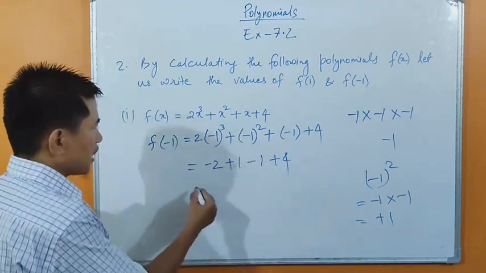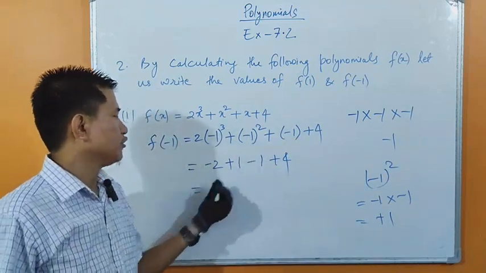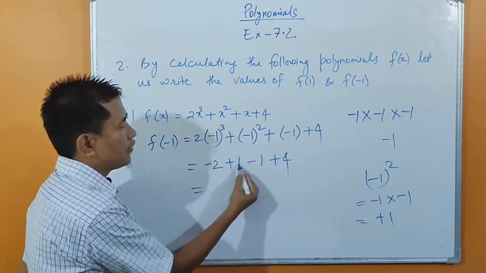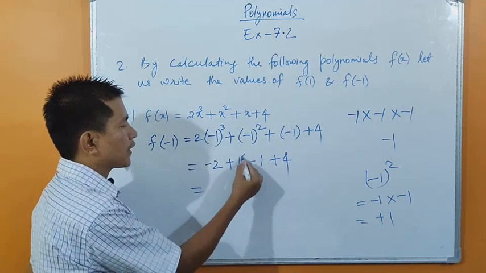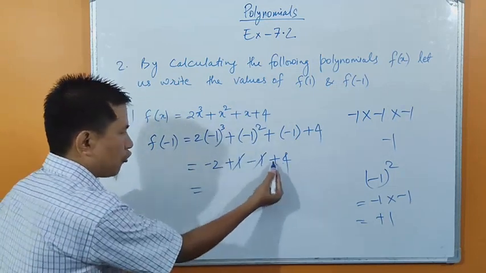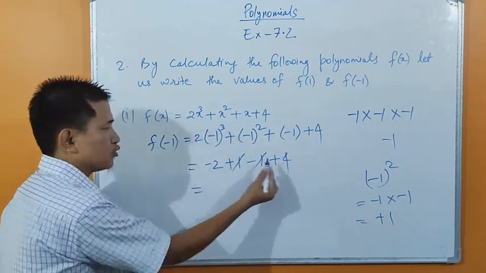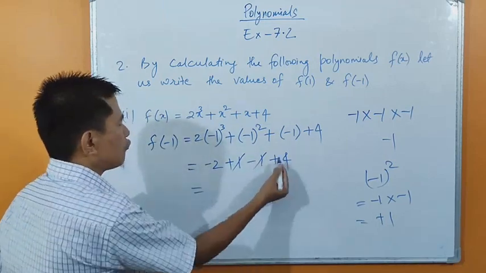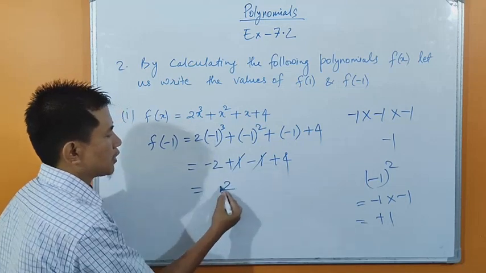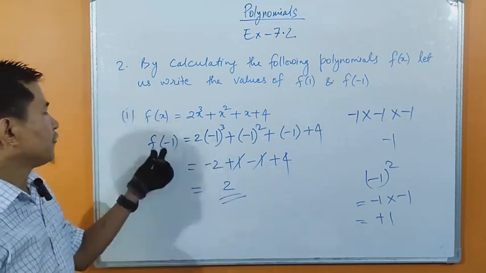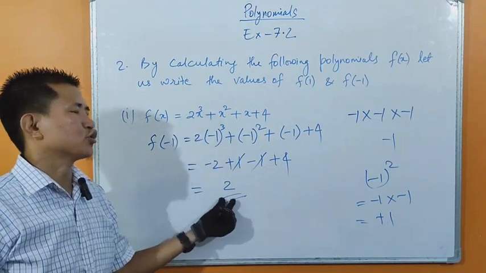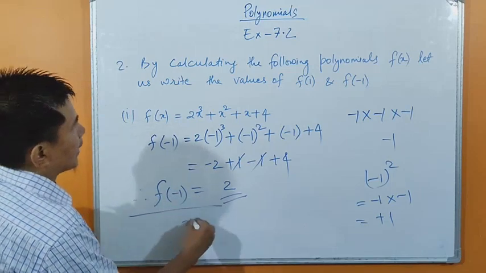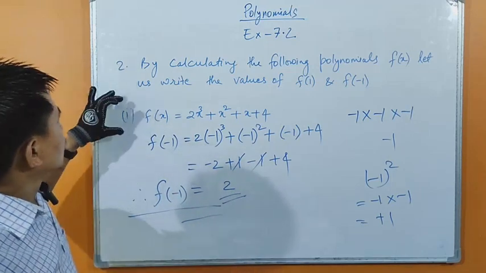Got my point? Now there are two numbers here: this plus 1 and this minus 1, same value, same number, but opposite sign. We can cancel this out. Then this plus 4 and this minus 2. 4 has positive sign, 2 has negative sign, so we need to subtract. 4 minus 2 is 2. The sign of the greater number comes here, that is plus 2. So the value of f(-1) in this expression is 2. This is the answer for question number 2, sub number 1.